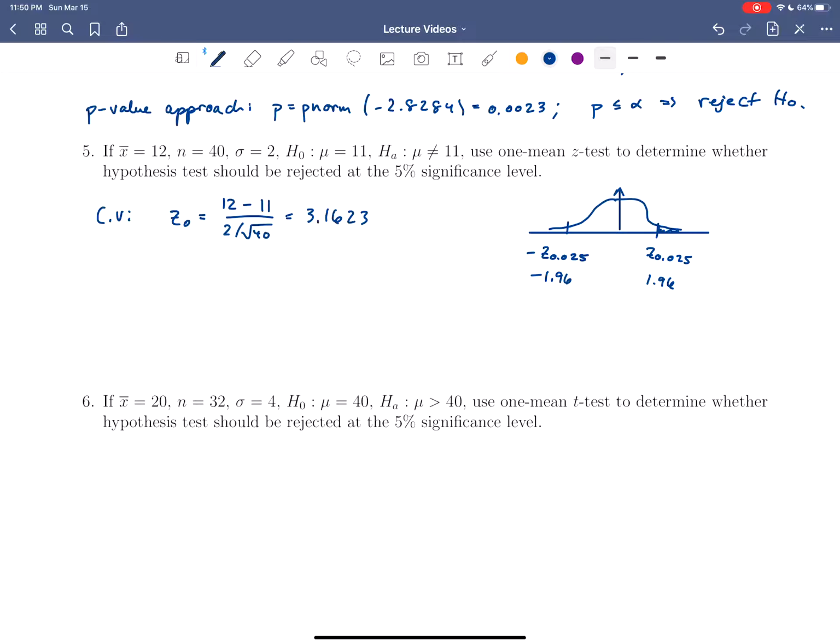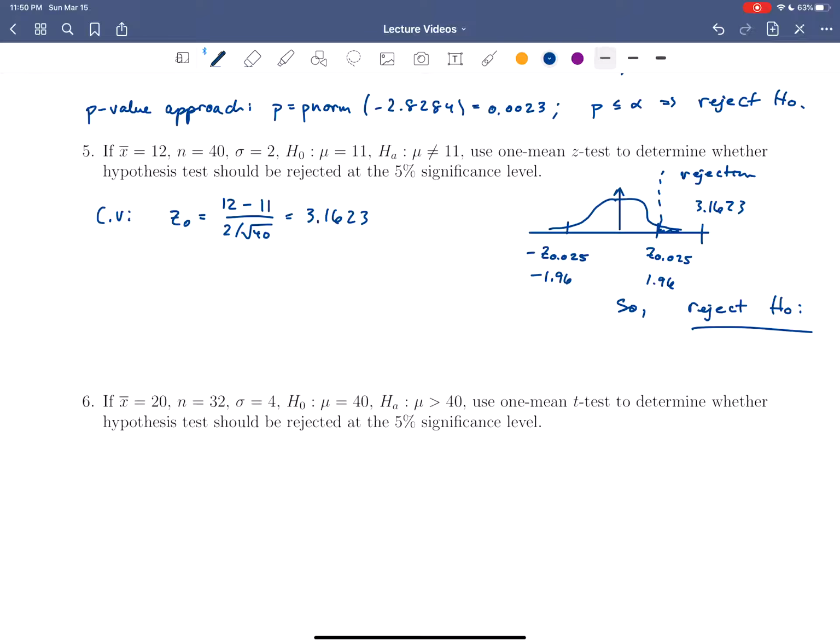And so what that's going to mean is we're going to reject the null hypothesis because our value is in the rejection region. It's more extreme, right? 3.1623 is more extreme than our critical values. This is the rejection region. And so we'll reject the null hypothesis. Okay, it turns out we do have enough data to say that the mean is not equal to 11. Okay, that's how that'll work.